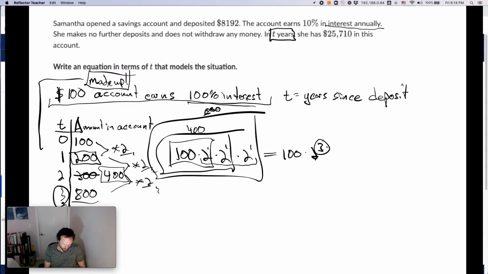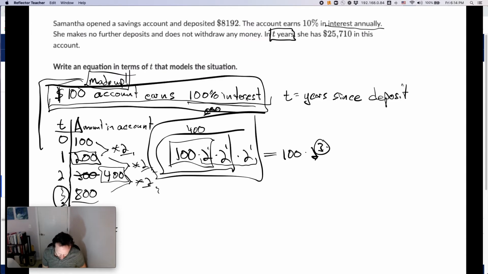What if we went all the way down here to year t? Well, it's going to be 100 times 2, and how many times do we multiply by 2? T times. 100 times 2 to the t. Okay, so now we have an expression that works for this situation here. Let's make it a little harder. Let's stick with the $100 and not do 100% interest, but do 50% interest.